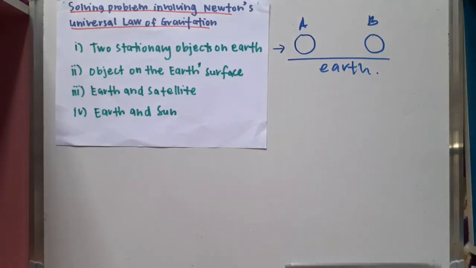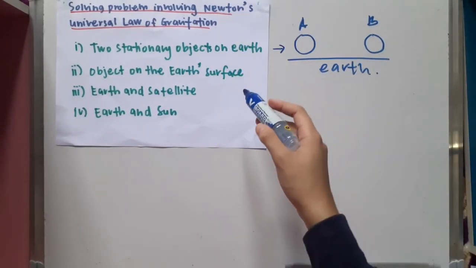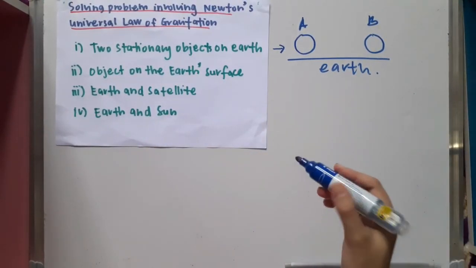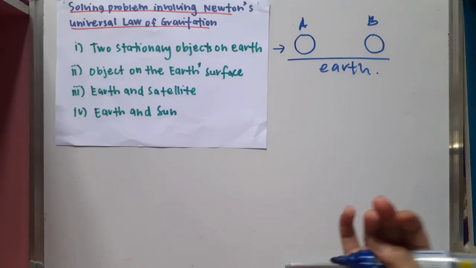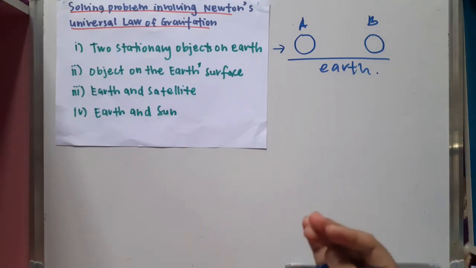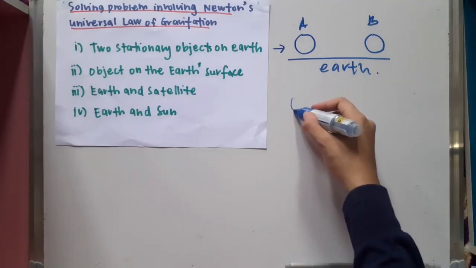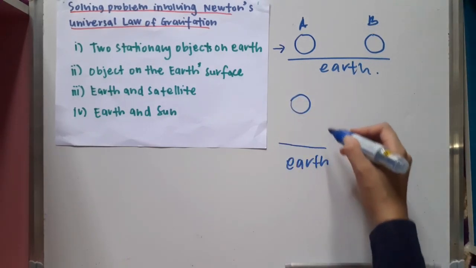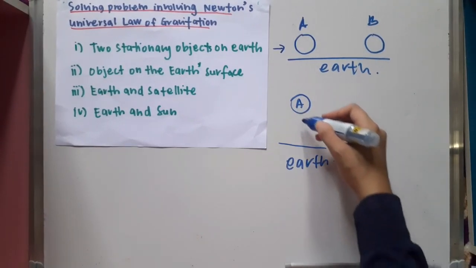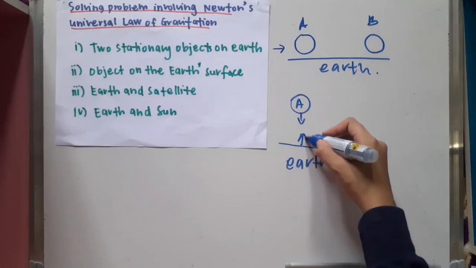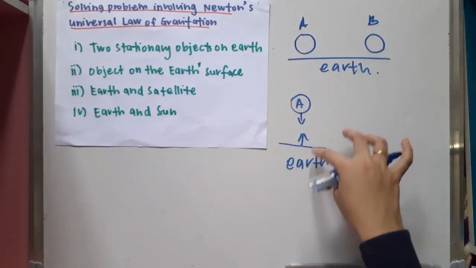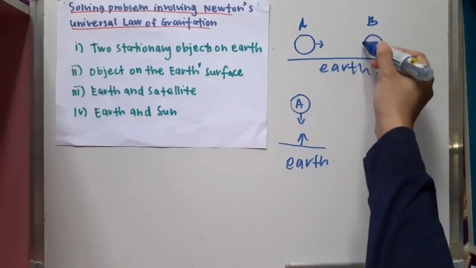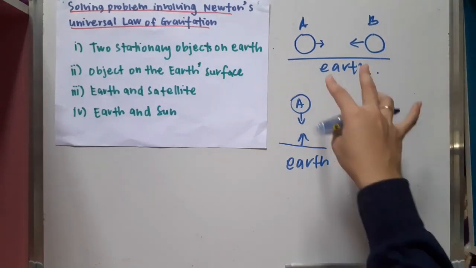The second thing is an object on the Earth's surface. This means that we need to solve for the gravitational force between the object and the Earth. So this is the object and this is Earth. We need to find the gravitational force between these two, and just now we found the gravitational force between two objects on Earth.